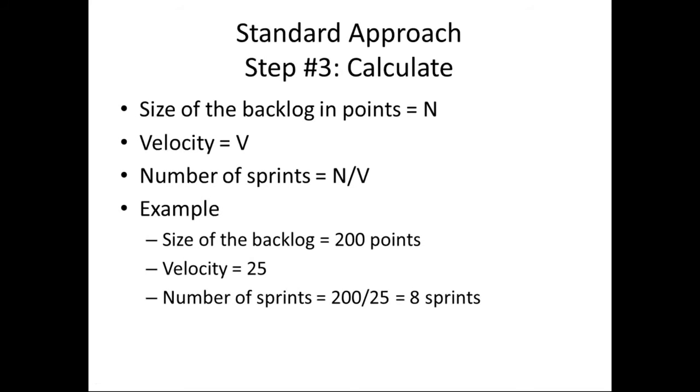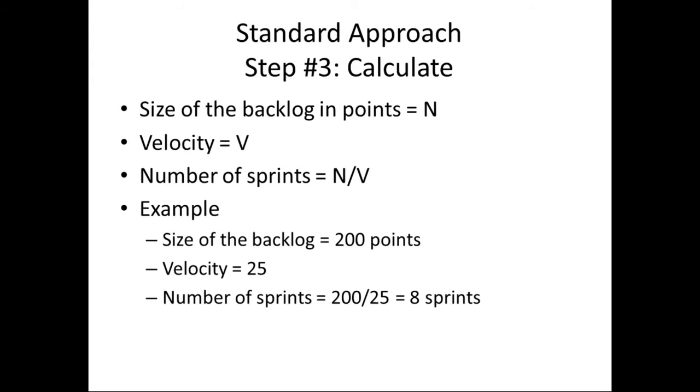Finally we have step number 3, and in step number 3 we just do this calculation. In step number 2 we had the size of the backlog in points, so we just add it up, and let that be n. We have the velocity, that's how many points we can finish in a sprint, so that's v. The number of sprints is just n divided by v. Let's say the size of the backlog is 200 points and the velocity is 25. You just divide those two: 200 divided by 25 is 8 sprints.